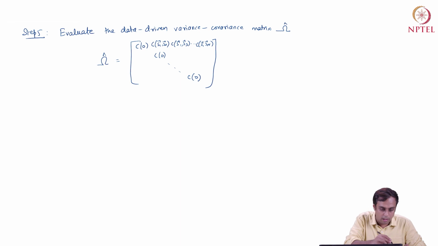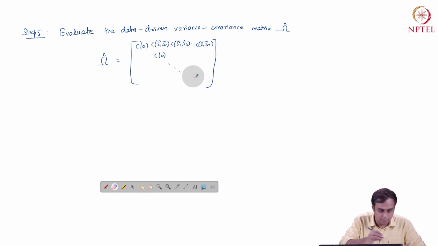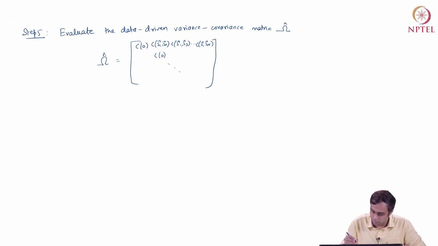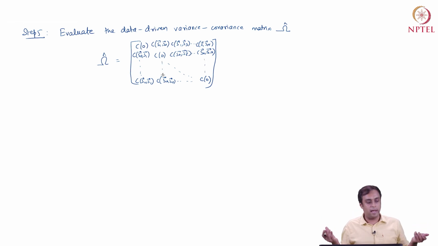Now C S2, S1, C S2, S3, all the way C S2, Sn. Similarly, I can fill these up, C Sn S1, C Sn S2, keep going till C0, and that's how my variance covariance matrix will look like.